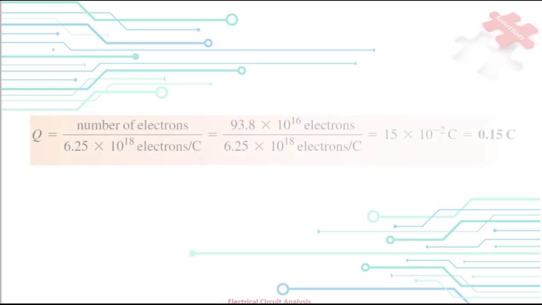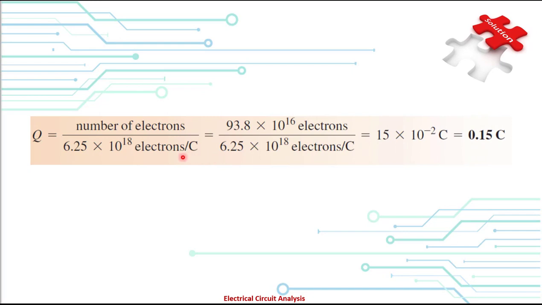Here is the result which you can get by applying the equation for charge. We are given 93.8 times 10 to the power 16 electrons, and the quantity of charge present on this number of electrons is equal to 15 times 10 to the power minus 2 coulombs, which is also 0.15 coulombs. So this is our basic discussion on the behavior of charges.